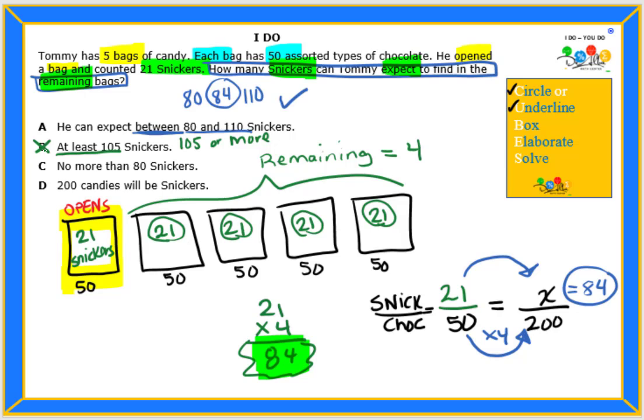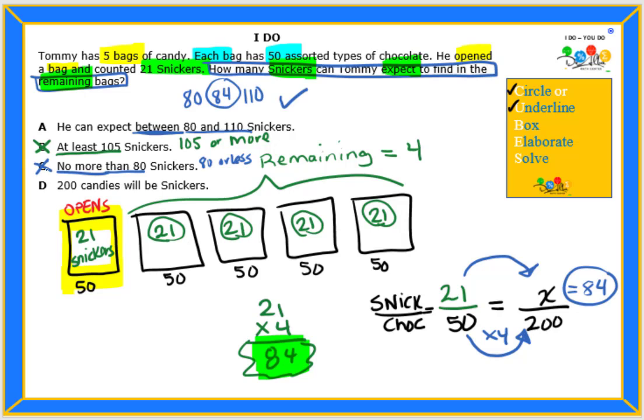C, no more than 80 Snickers. Well, if the bags are the same, we should get 84 Snickers. But no more than 80 means 80 or less. That no more means 80 has to be the highest. That's the max. So 80 or less. If we are thinking that the bags are going to be similar, we think we're going to get around 84. That's not less than 80. So that is not correct.